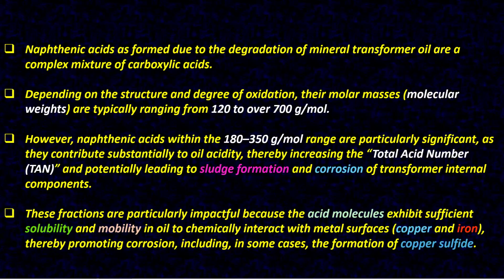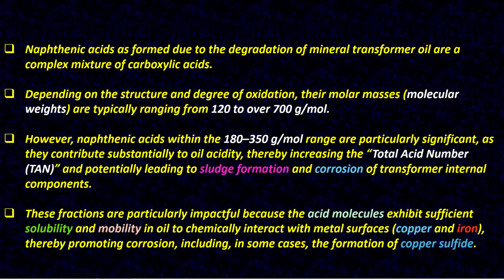Naphthenic acids are formed due to the degradation of mineral transformer oil as a complex mixture of carboxylic acids. Depending on the structure and degree of oxidation, their molar masses, that is molecular weights, typically range from 120 to over 700 grams per mole. However, naphthenic acids within the 180 to 350 gram per mole range are particularly significant as they contribute substantially to oil acidity, thereby increasing the total acid number, that is TAN value, and potentially leading to sludge formation and corrosion of transformer internal components.